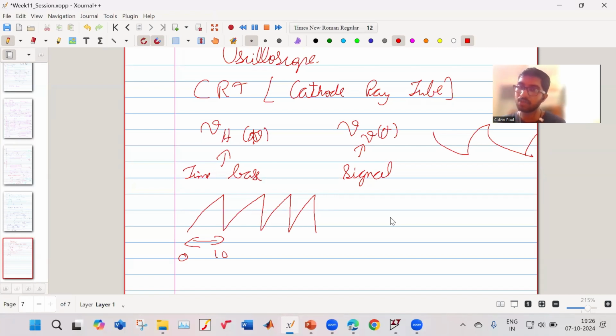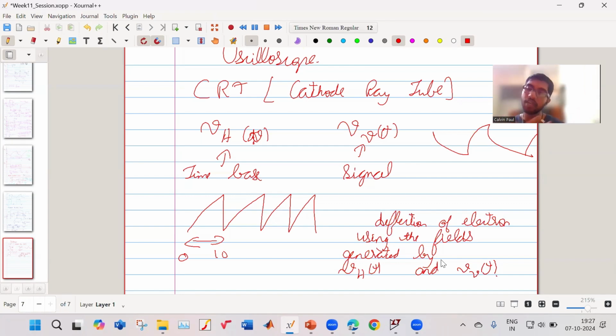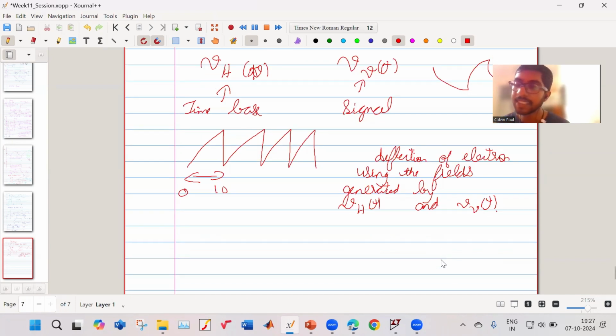Nowadays, CRTs are not that useful because it is always instantaneous. It cannot store data and then show it. It cannot do many measurements, etc. It is limited. So cathode ray tube is very much olden times. Basically, how it works is by deflection of the electron using the fields. Two fields are generated by these voltages, VH of T and VV of T. These voltages will deflect your electron beam, and that deflection you will see on your oscilloscope, on your cathode ray tube.